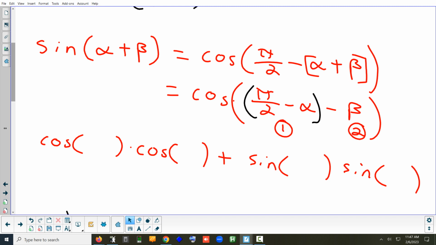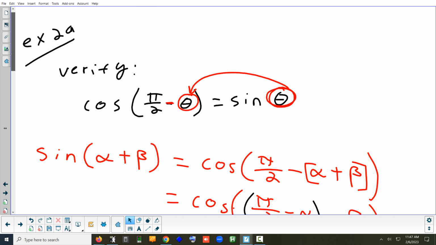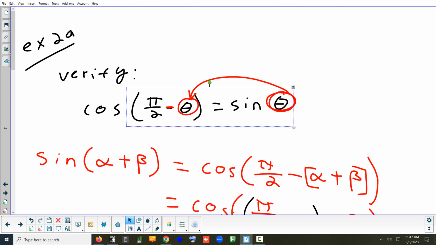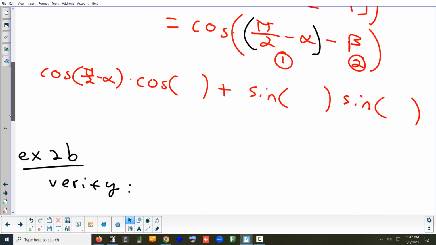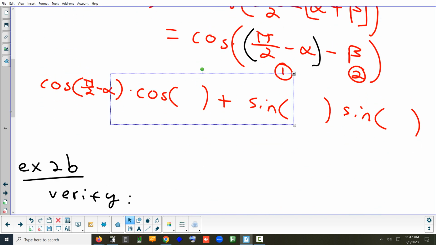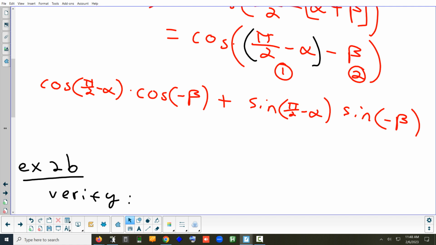What's my first angle? Pi over 2 minus alpha. And we know that if we do pi over 2 minus an angle, it turns into something. We'll come back to that. Okay, what's my second angle? Negative beta. My first angle? Pi over 2 minus alpha. And my second angle, negative beta. Okay, let's start to simplify this.